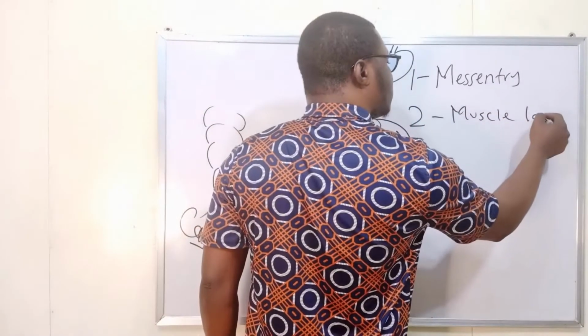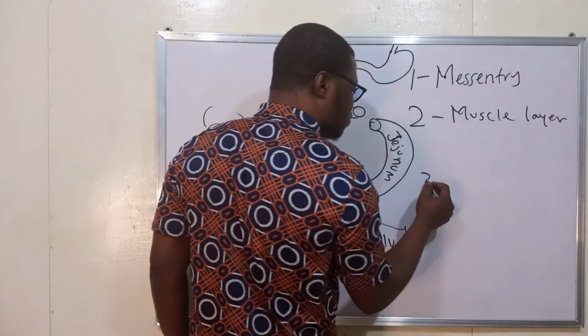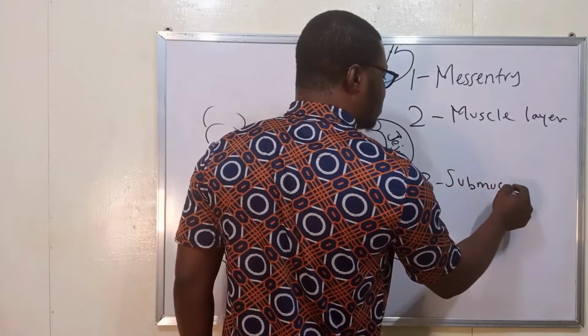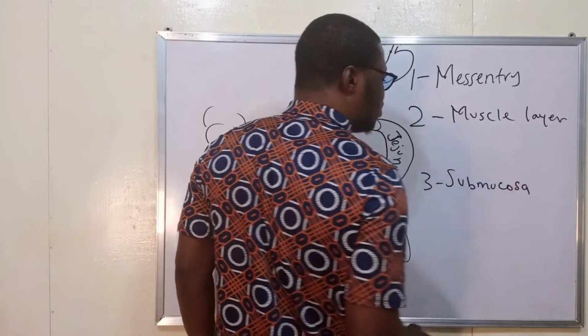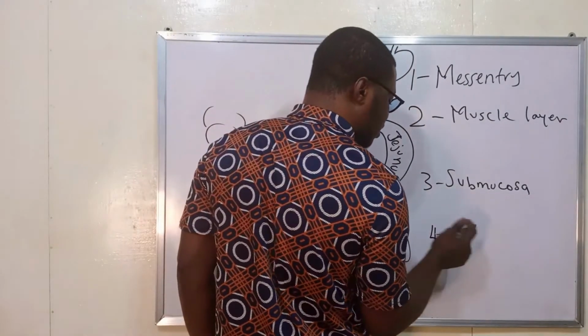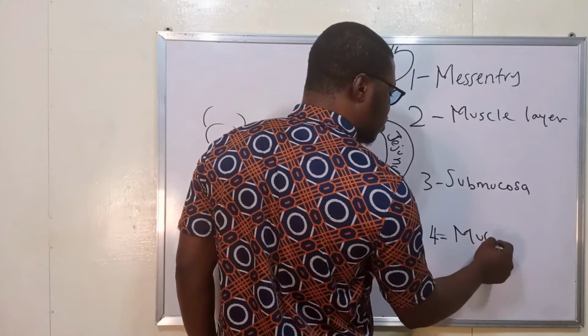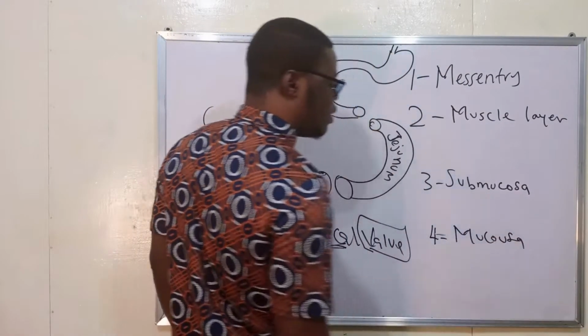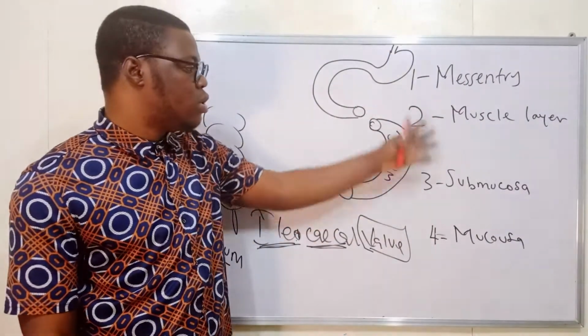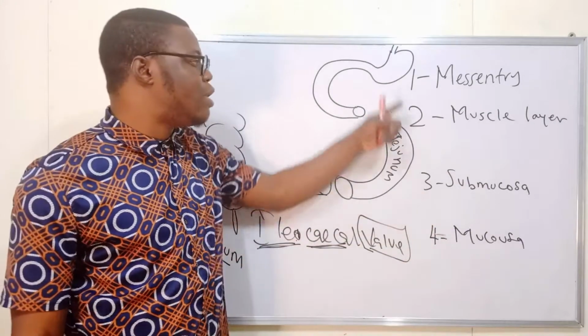The next one is called the submucosa, or you call it the submucous layer. And the last one is called the mucous layer, or you say the mucosa. As simple as that. Those are the layers of the small intestine.